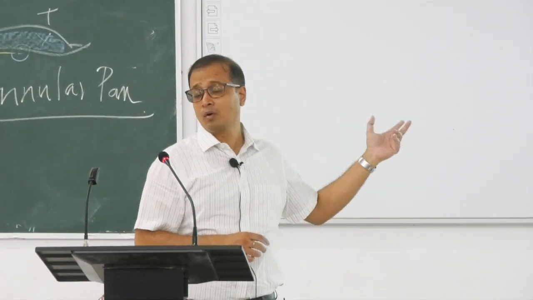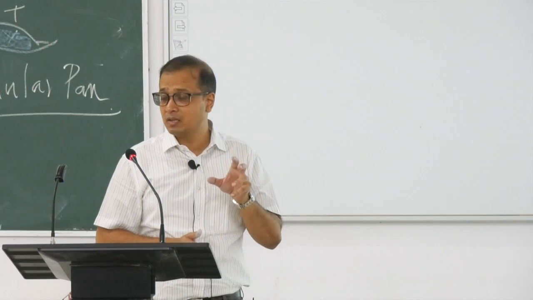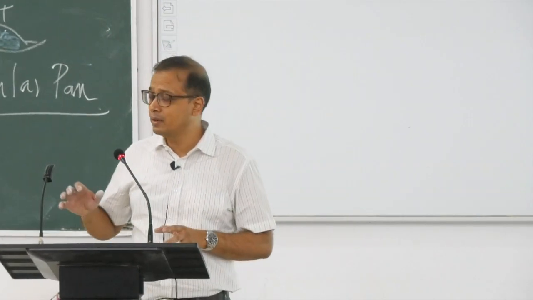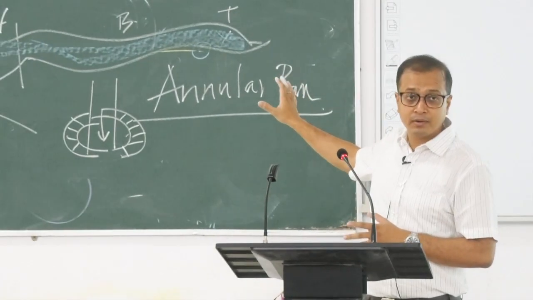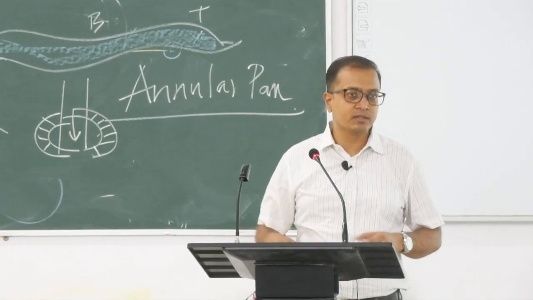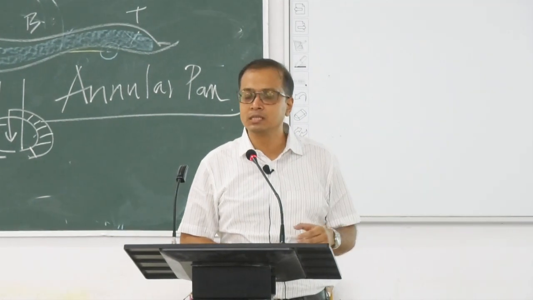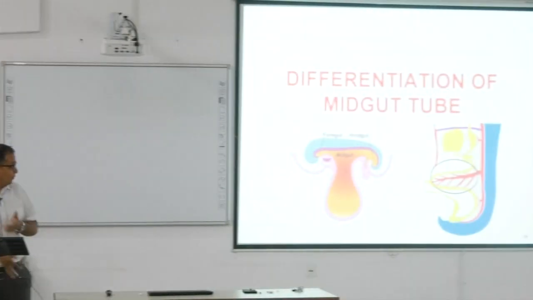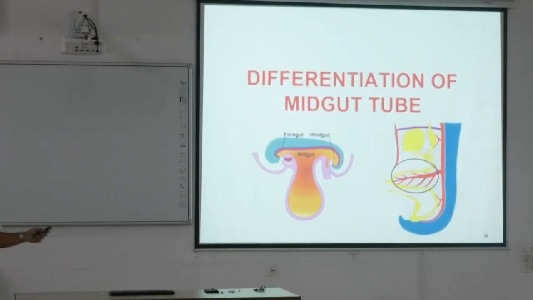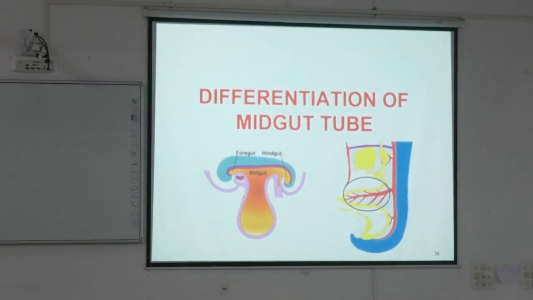And then we have to know about this pancreas, how this pancreas develops, what the parts of the pancreatic bud are, and which bud develops into which part of the pancreatic tissue in the adult, etc. And annular pancreas, which is a kind of error of the pancreatic bud development that you have to know.